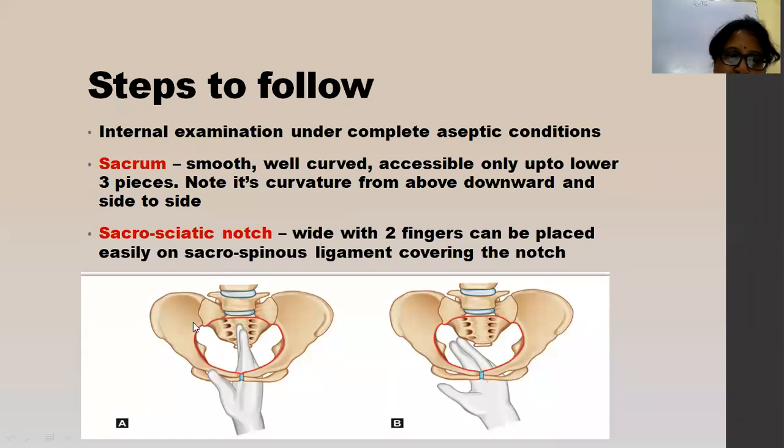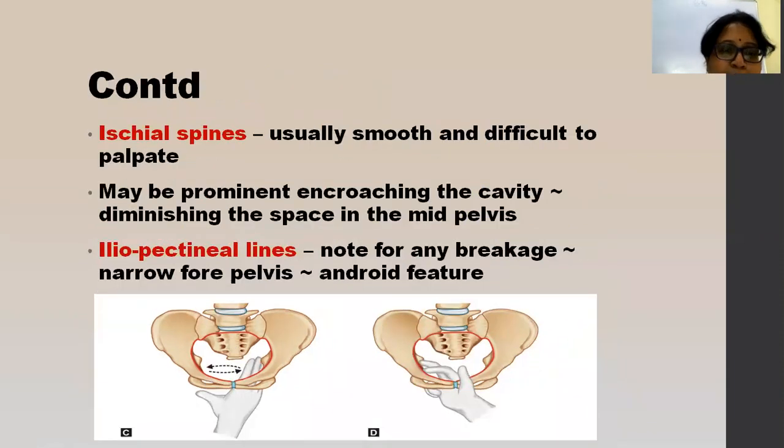Next, we look at the sacrosciatic notch. What is the sacrosciatic notch? There is a sacrospinous ligament covering the sacrosciatic notch, and when you put 2 fingers on the ligament, the width is such that 2 fingers can be placed easily on the sacrospinous ligament covering the notch. So if you can place 2 fingers easily on the ligament, then you can say that it is adequate.